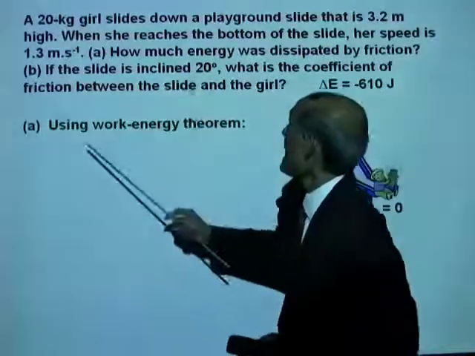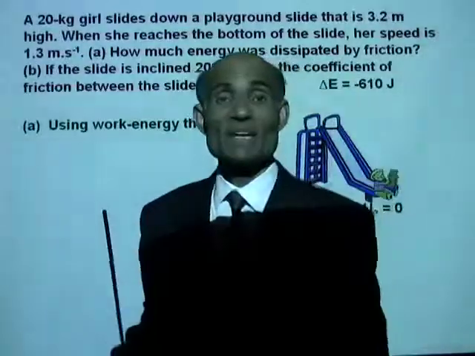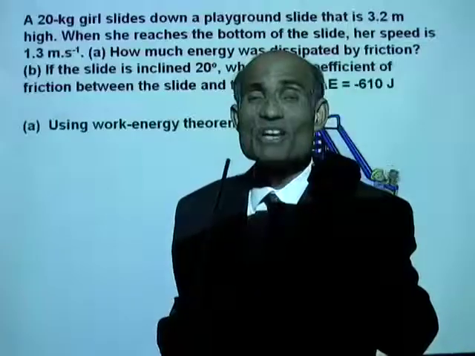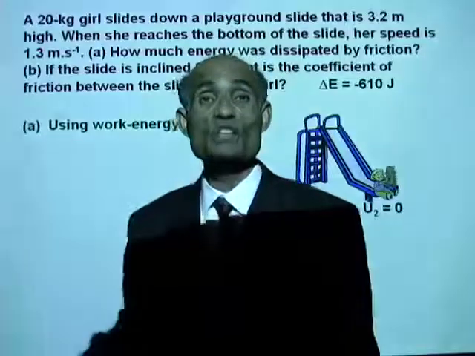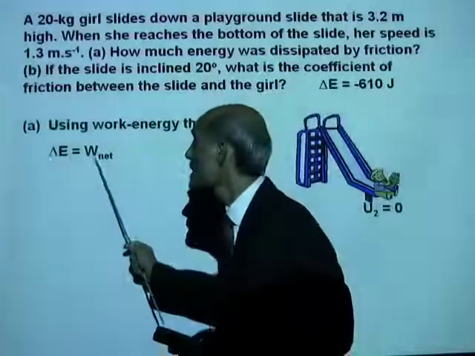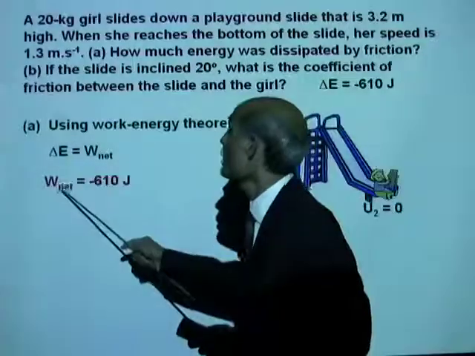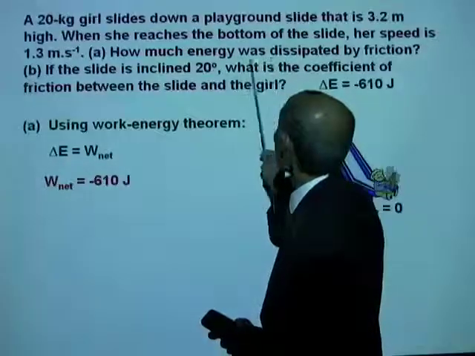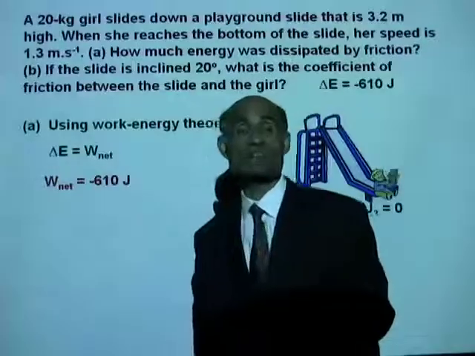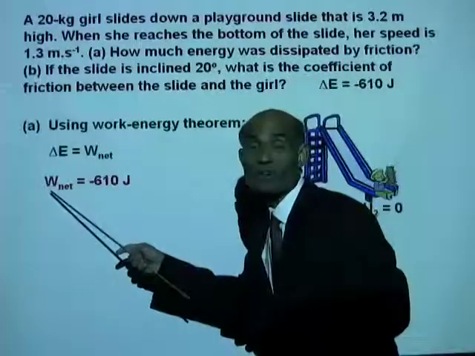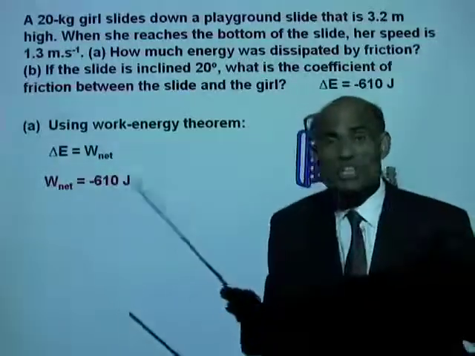Now, in part A, using the work energy theorem. What is the work energy theorem? The net change in the energy is a measure of the work done by external non-conservative force. Delta E is a measure of the net work done. Therefore, the net work done, which is a measure of the energy dissipated by friction, is negative 610 joules. You must be able to interpret the net work done. The work is done against the friction, and that energy is dissipated.